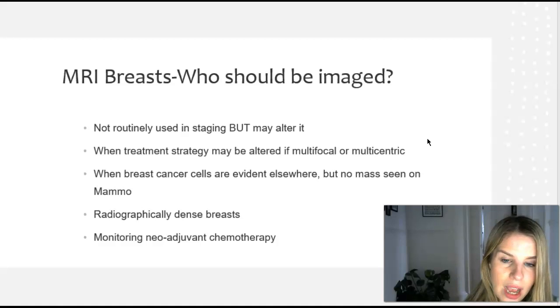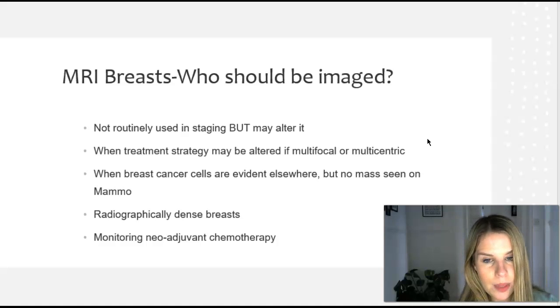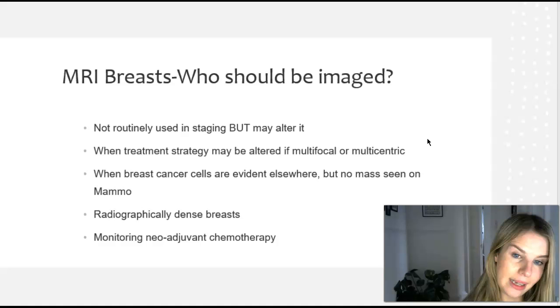And then patients who are having neoadjuvant chemotherapy, so patients who are having chemotherapy before their surgery, would do an MRI to monitor the response to treatment. So you might have your first part of your chemotherapy, and then maybe have an MRI to see how you responded to the first part of it.